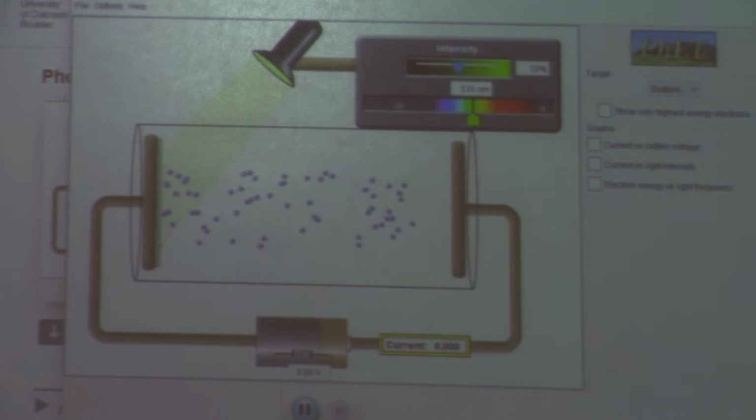Now, we're going to be down to number 8, so we're going to set the intensity back to 100%, okay?